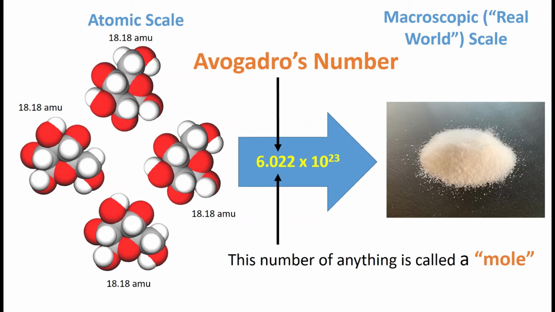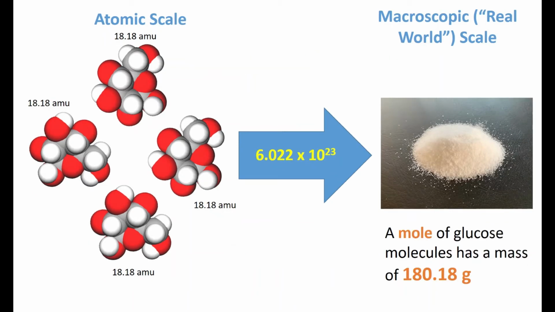Now the key to how this works is the mass of the mole of the substance. As you can see, if we have 6.022 times 10 to the 23 molecules of glucose, or 1 mole of glucose, this has a mass of 180.18 grams. Now notice that we've seen this number before. It's the same value as the mass of 1 molecule of glucose in atomic mass units.